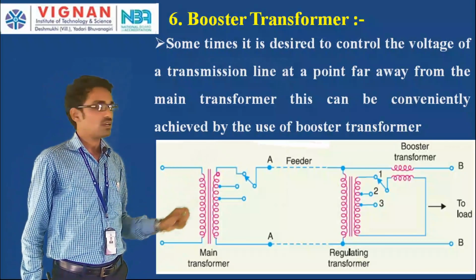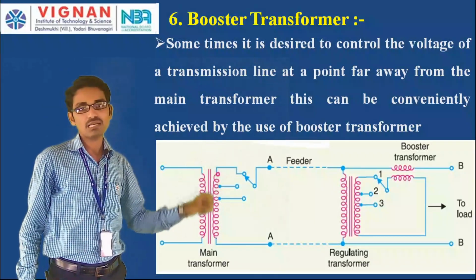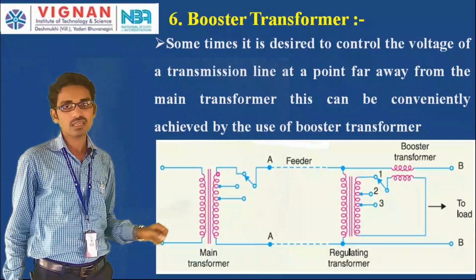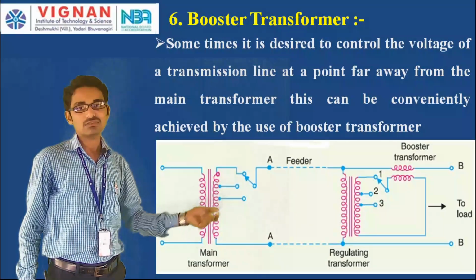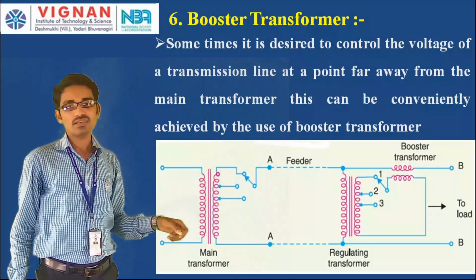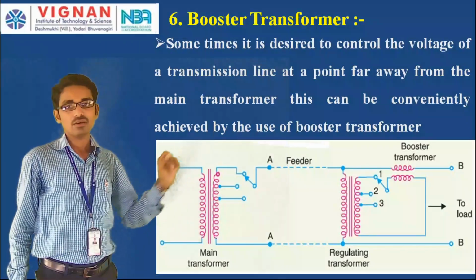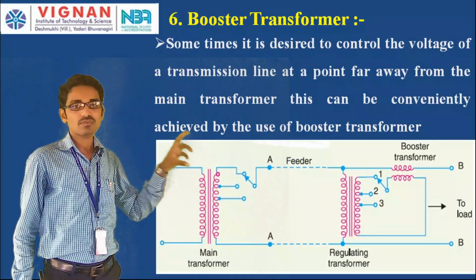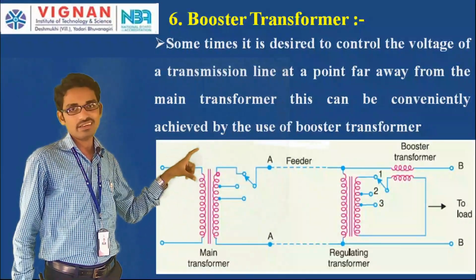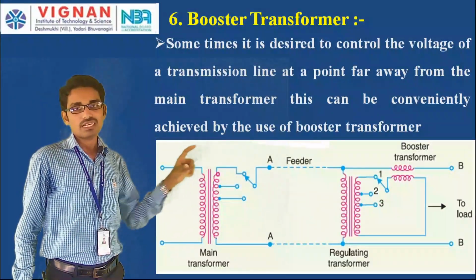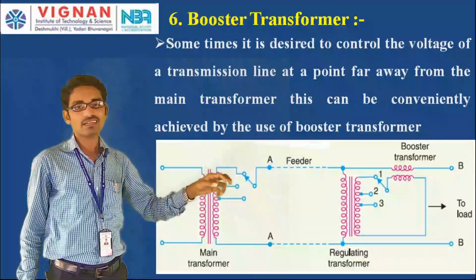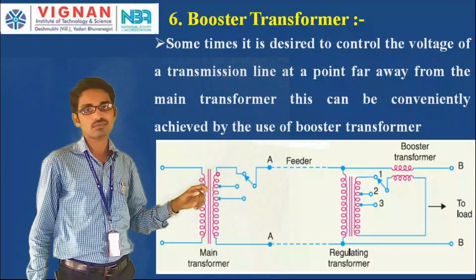on the load side. So you have the load connected at the B and B positions. By connecting the load, we can achieve fine tuning of the voltage to the load. So that is what the regulating transformer and booster transformer do. From the positions A and A, you have the transmission line, then the regulating transformer, then there is a booster transformer.